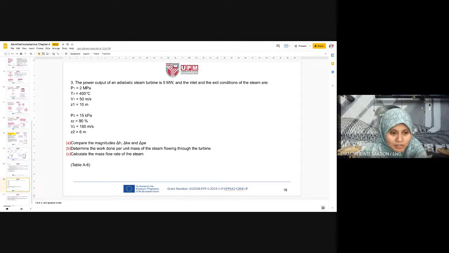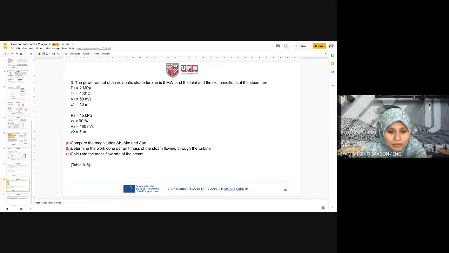I'm not sure whether we have tried this one or not, because it's already in the slides before. So we'll see this one. Okay, so this one is about steam turbine. Okay, steam turbine.